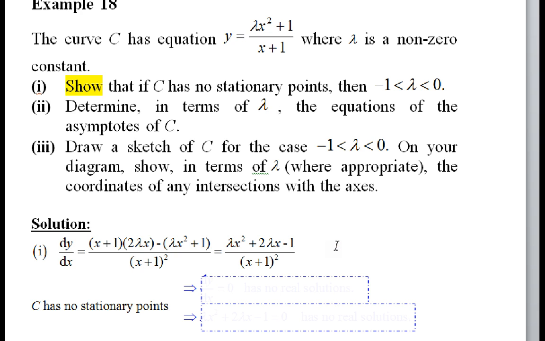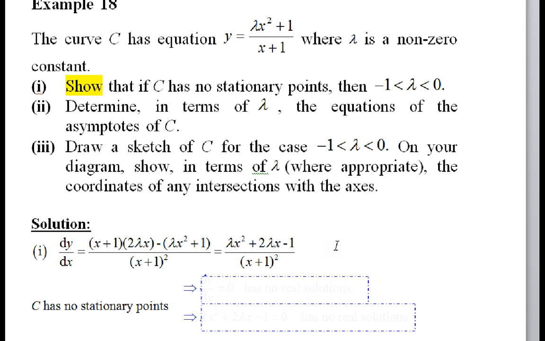Now, when you want to show that there are no stationary points, of course, the first thing you do is to differentiate. I don't care how you do it, you should know how to do it. Differentiate this expression using the quotient rule. Okay? No problem. Just treat lambda as a constant. Maybe treat lambda as 10, 20, whatever, doesn't matter. I assume we can do it and you get this expression here.